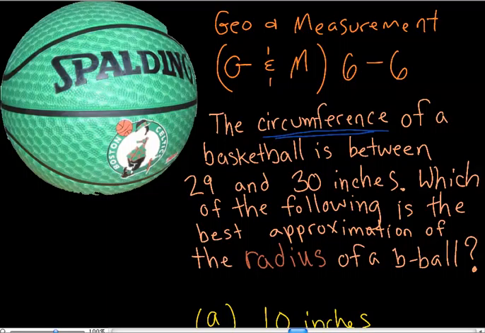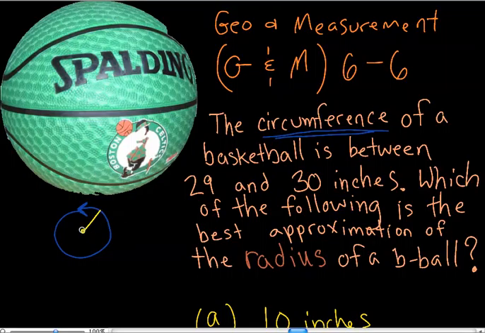Alright, so somehow the circumference of a basketball is related to the radius of a basketball. A basketball is a three-dimensional object, but it's really related to another famous two-dimensional object, and that of course is just a circle. The circumference of a circle, you should know, is the distance around the circle, and that somehow is related to the radius of a circle. What's the radius of a circle? The radius of a circle is the distance from the center point out to any point on the circle.